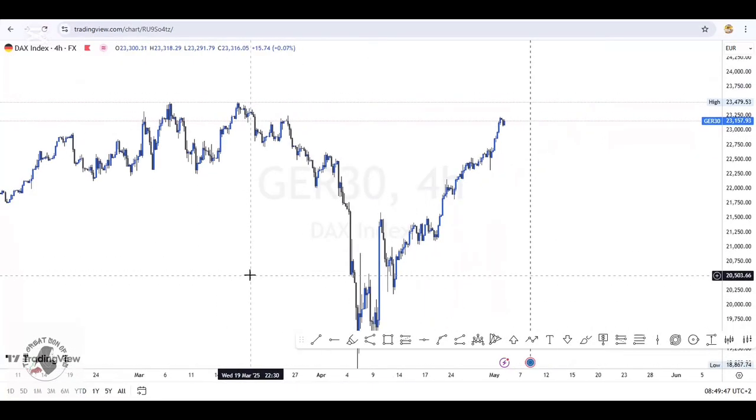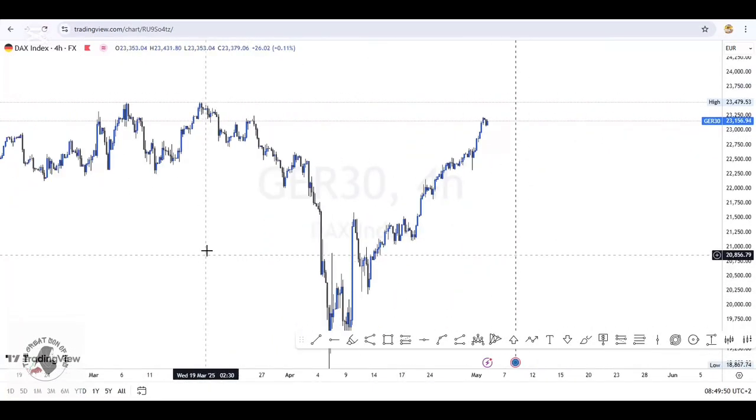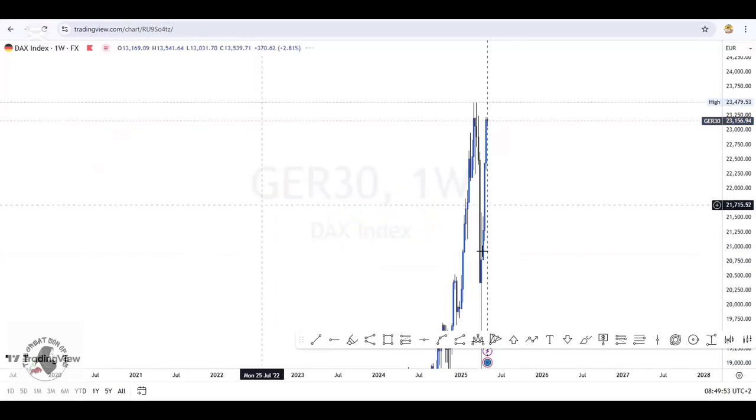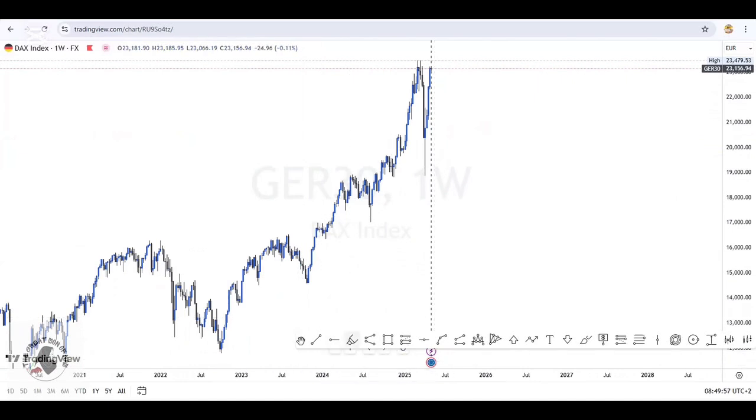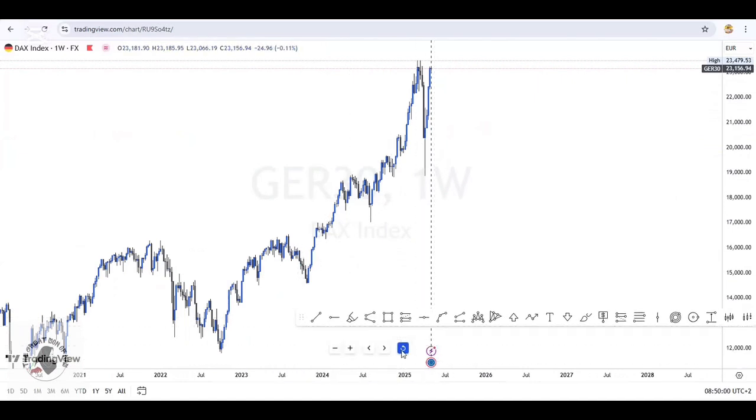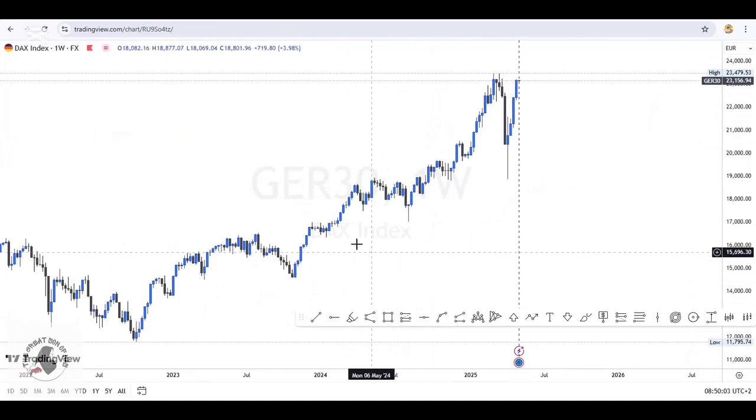So as you can see, this is GER30. I'll be switching to my bigger time frame and starting by doing what we call a top-down analysis. What is a top-down analysis? A top-down analysis is when you analyze from the bigger time frame and push down to the smaller time frames. Like you start with the 1 week time frame and push to 1 day, from 1 day to 4 hour, from 4 hour to 1 hour. That's what we call a top-down analysis.